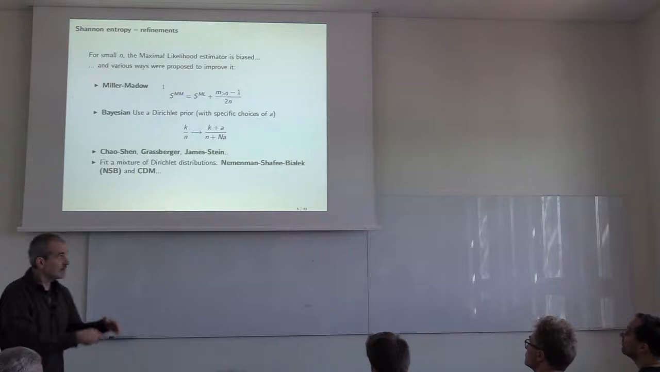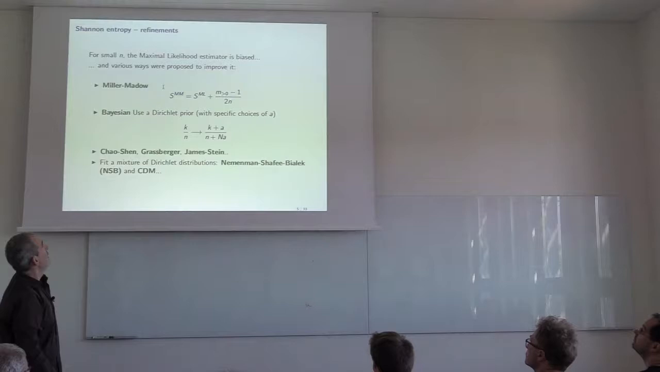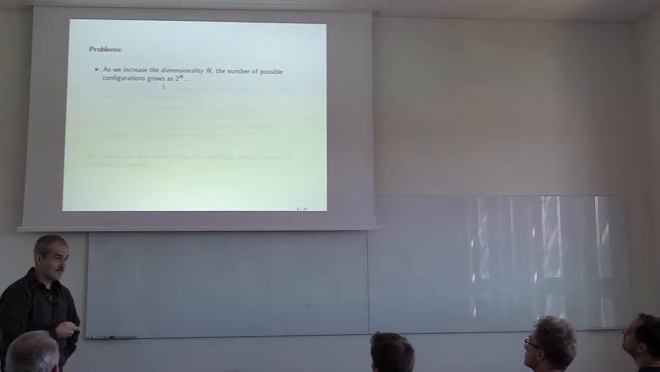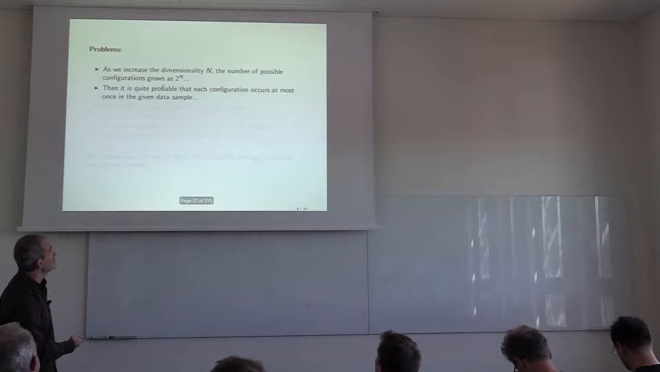But all those estimators basically start from the current counts. Okay, and now we have some problems. So clearly, if we increase dimensionality, the number of possible configurations increases as 2 to the n. Therefore, very soon, we will reach a situation where each configuration just occurs at most once in our sample data.